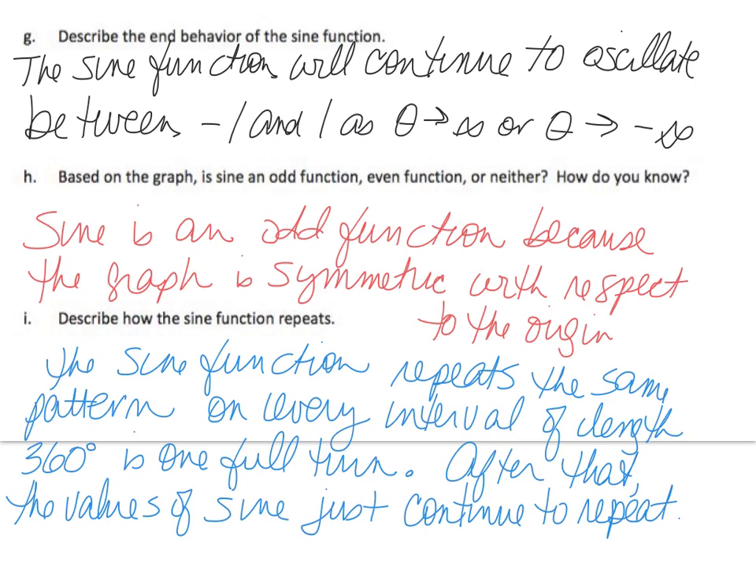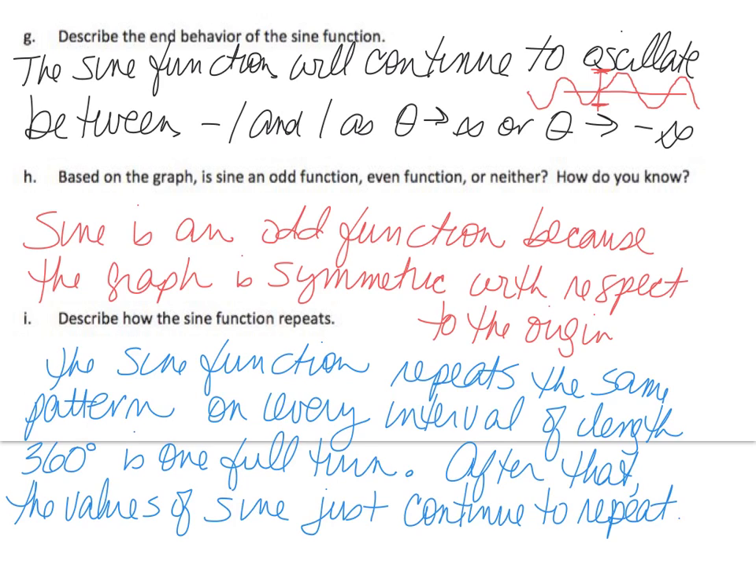G, describe the end behavior of the sine function. So the sine function will continue to oscillate, that's our periodic function, between negative 1 and positive 1 as theta goes to infinity, or theta goes to negative infinity. And all that means, if we have the graph, as we are going to infinity, we're oscillating between positive 1 and negative 1. And as we're going to negative infinity, we're oscillating between positive 1 and negative 1.